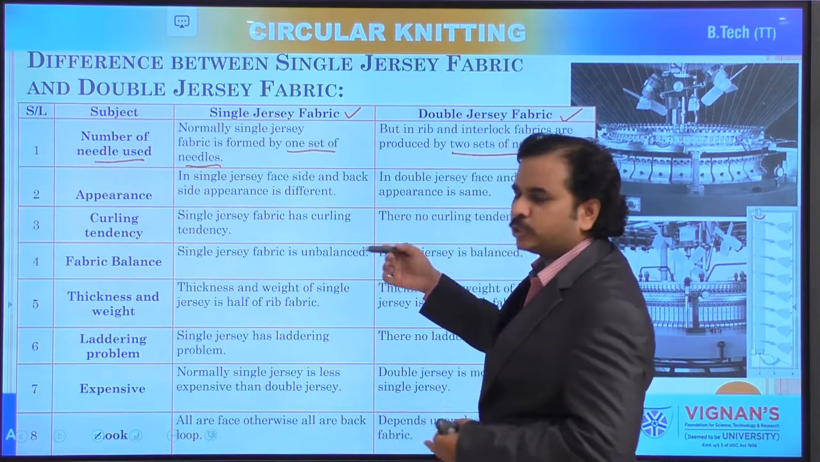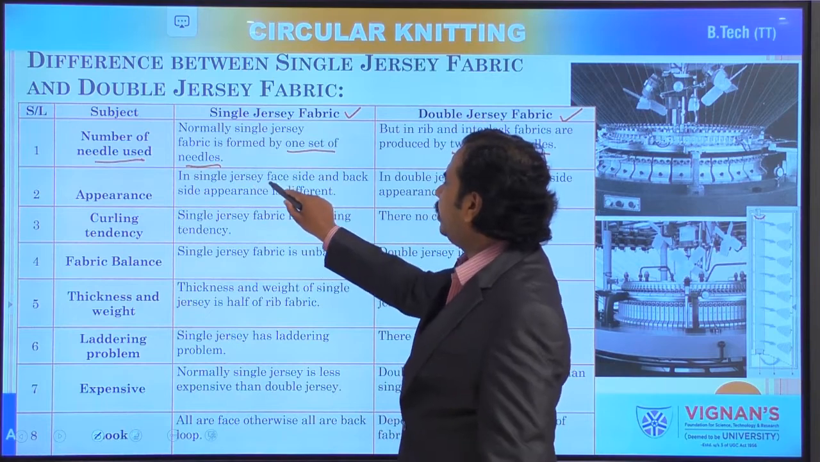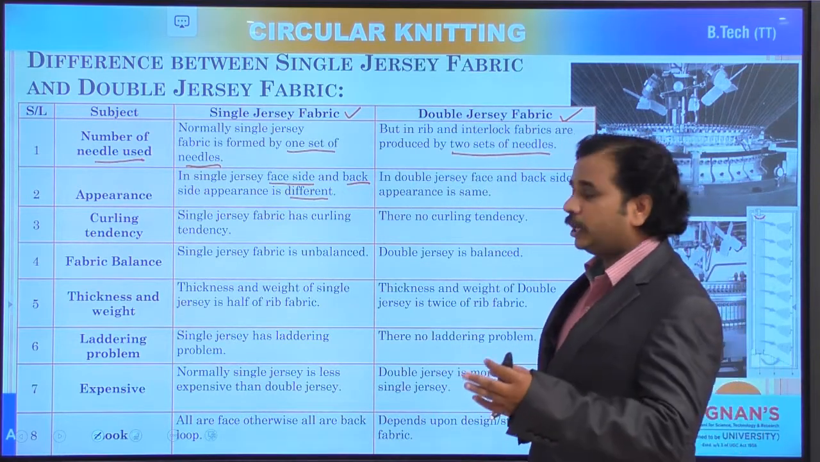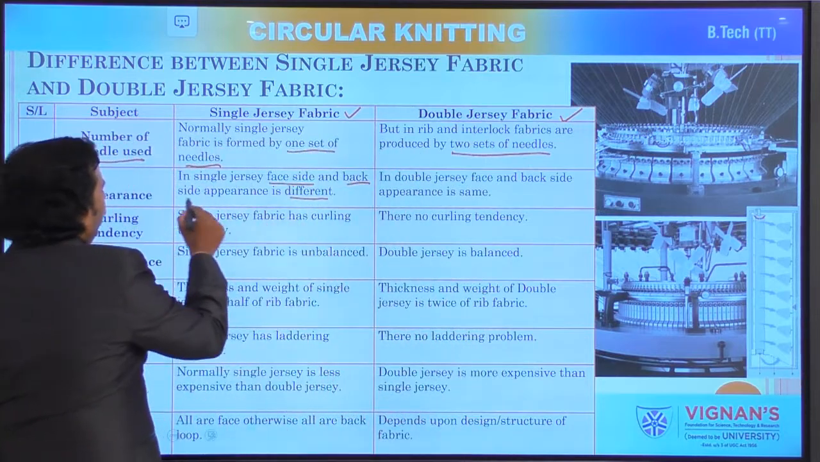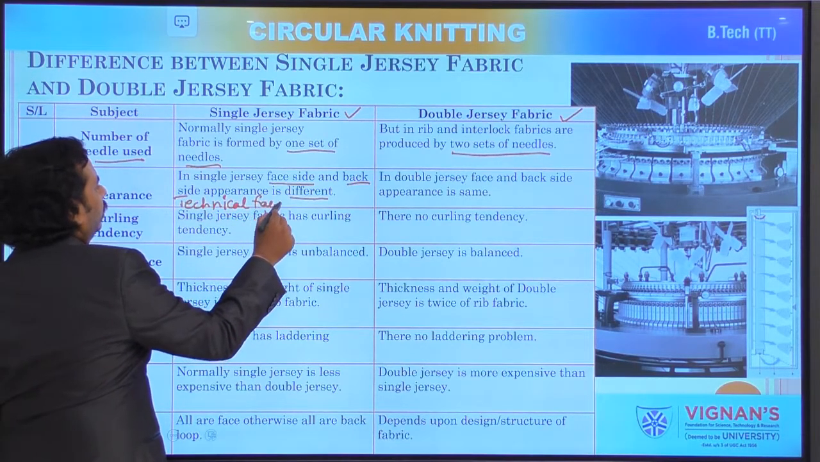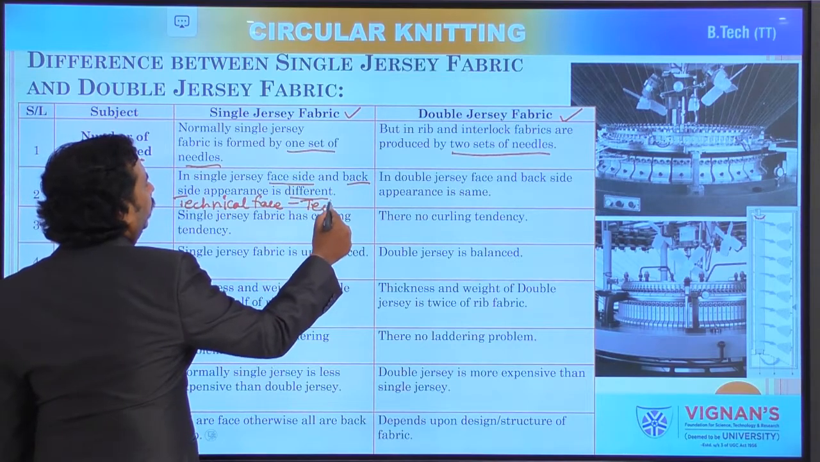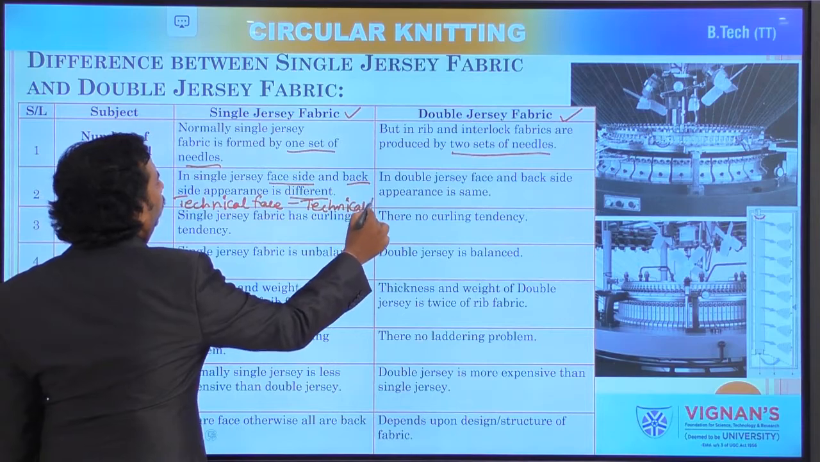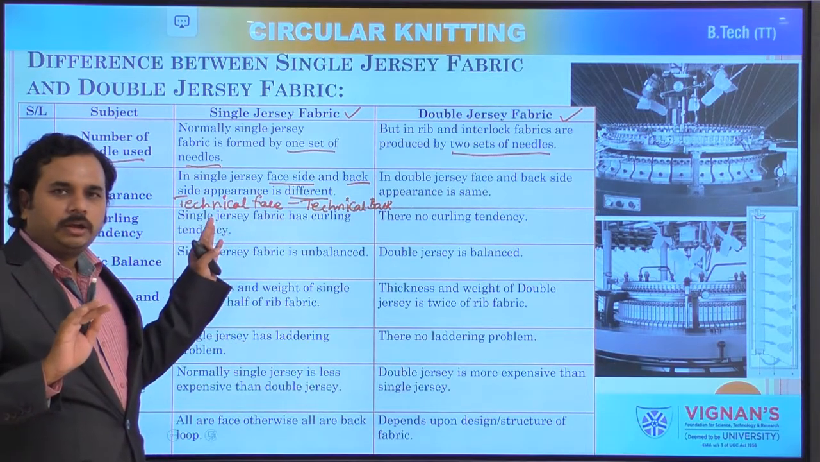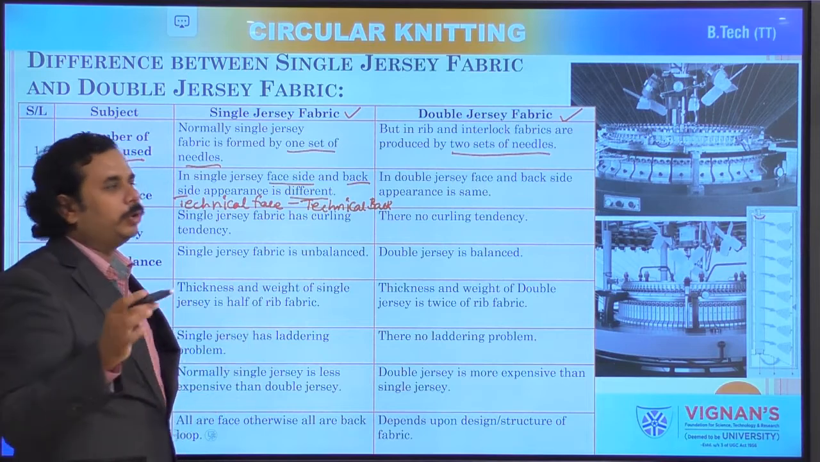Okay, so we'll discuss one by one. Okay, and what is the appearance of the fabric after making? So you can see that in the single jersey fabric, the face side and back side appear different. That is why, as we have discussed also, we have a technical face, that is, all the face loops will appear at one side, and we have a technical back. So nothing but one side of the fabric which shows only face loops, and on the other side only back loops are going to appear.